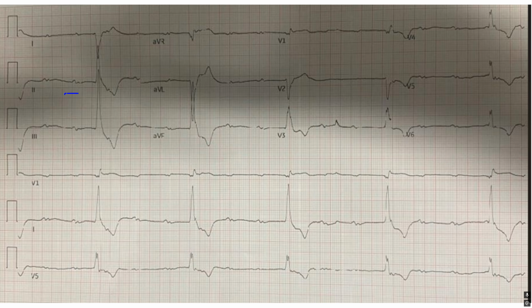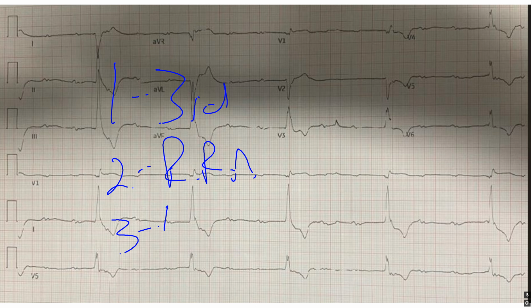We have a left posterior fascicular block. It's up in 2, 3, aVF. It's down in 1, aVL. So this guy is the mayor of Block City. He's got 1, a 3rd degree heart block, 2, right bundle branch block, and 3, a left anterior fascicular block. Extremely unstable. That means the only thing that's working for him is his left posterior fascicle, which is very small, extremely unstable.